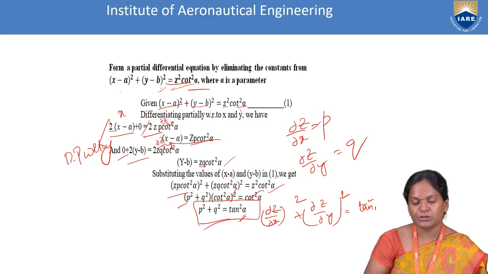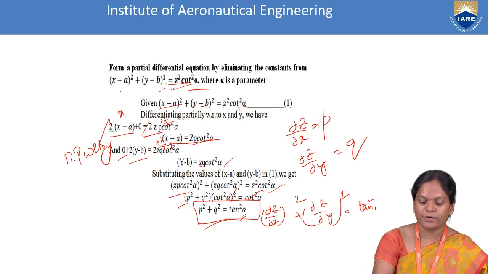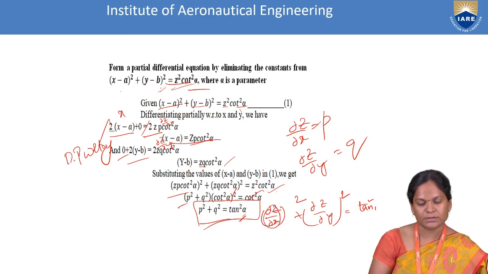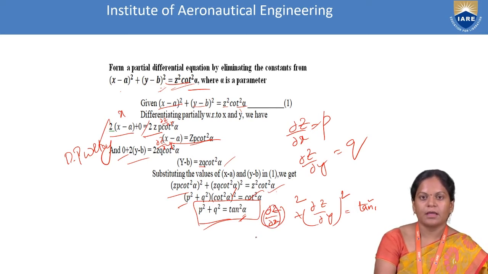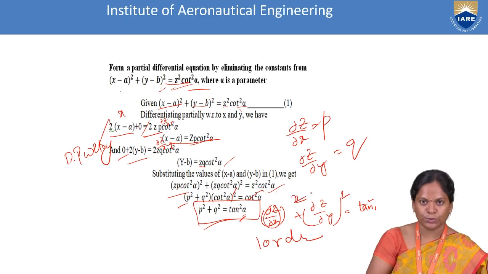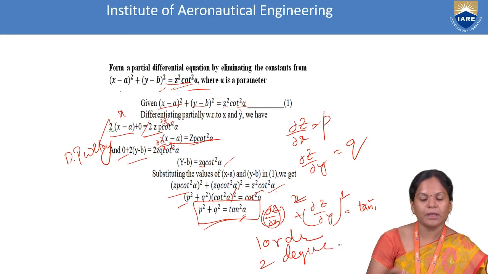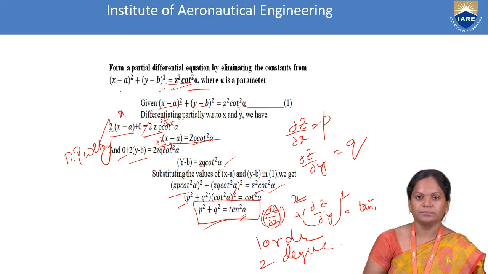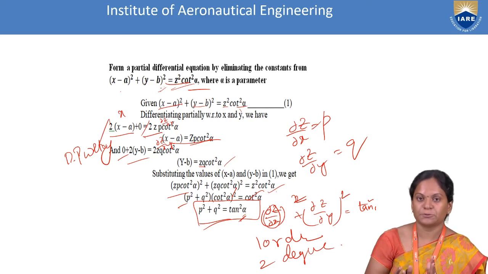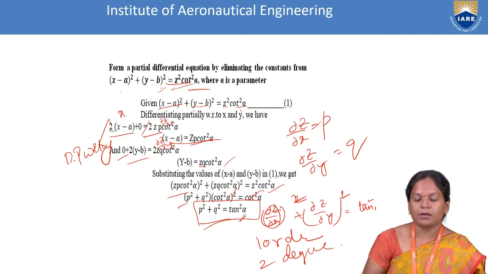Which order and which degree partial differential equation is this? P is nothing but dou z by dou x only, which is first order, and the first order derivative is raised to the power 2. So it is first order and second degree partial differential equation. Very simple. However many arbitrary constants are in the problem, we have to take partial derivatives with respect to x and y that many times, and eliminate a and b, or whatever the constants a, b, c are, using those equations.